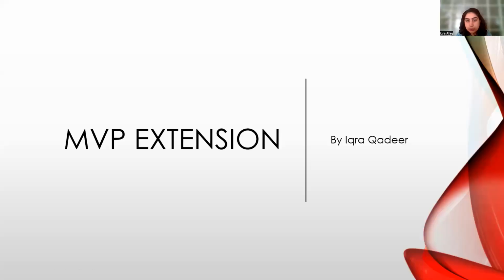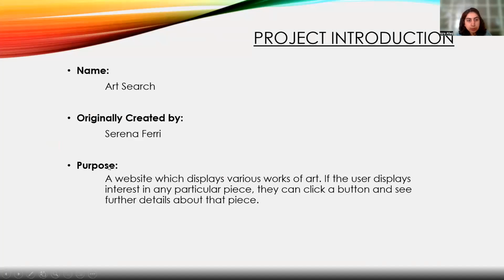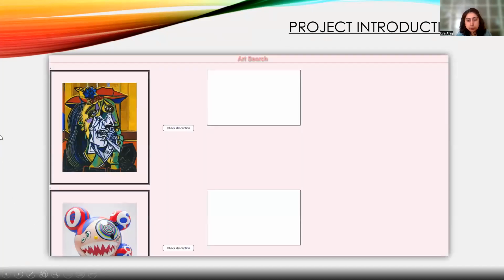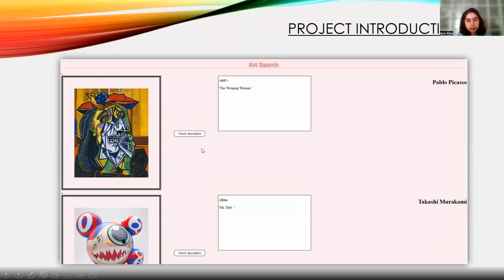I chose Serena's project to work upon because it was pretty similar to mine. Both of us had worked on the front end. The project was called Art Search. This was basically a website which displays various paintings and artworks. If the user likes one of them, they can click on a more details button, like a check description button, and they see a description of that particular painting.